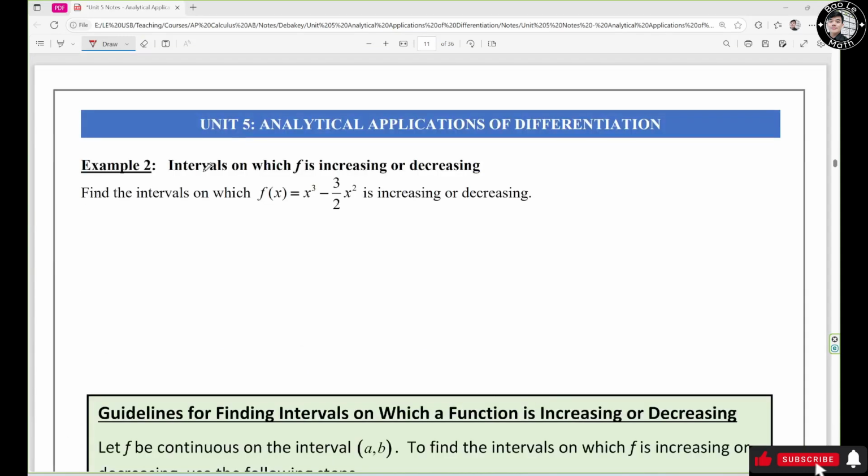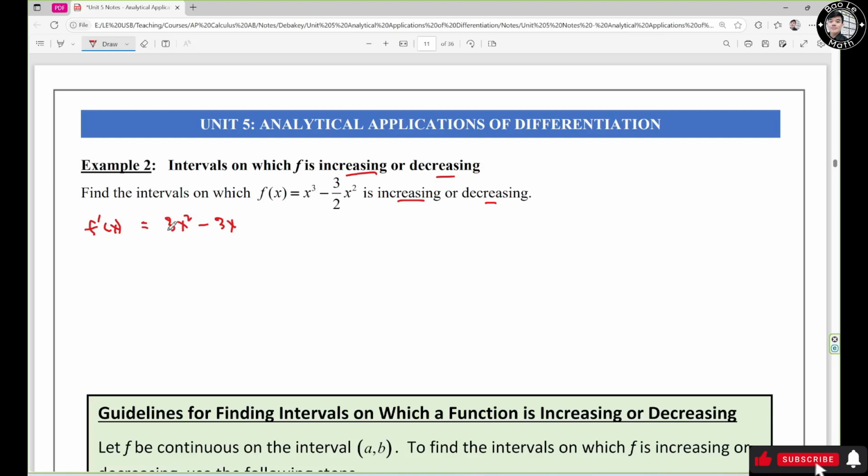Example number 2. Intervals on which f is increasing or decreasing. We need to use the first derivative. Find the intervals on which f of s equals s cubed minus 3.5 s squared is increasing or decreasing. So we need to take the first derivative. It's gonna be 3s squared minus 3s.